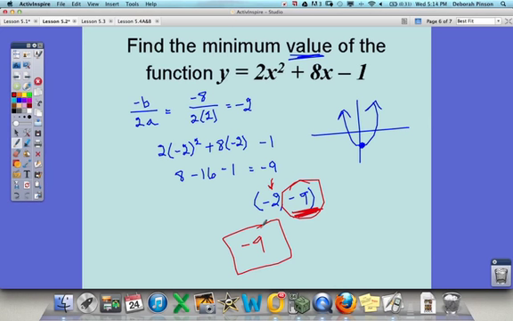Alright, so a little bit with graphing some quadratics. We are going to graph quadratics again later on using a little bit different technique, but for now this is our only way that we know how.